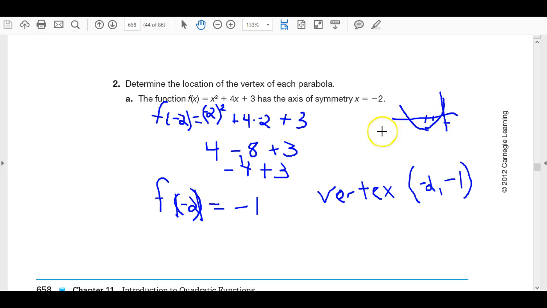Actually, it doesn't have to, right? Maybe it doesn't have any zeros. I don't know. But if we look here, we can see that a is a positive number, right? There's no negative sign in front of that x squared, and that means we're going to be opening up.